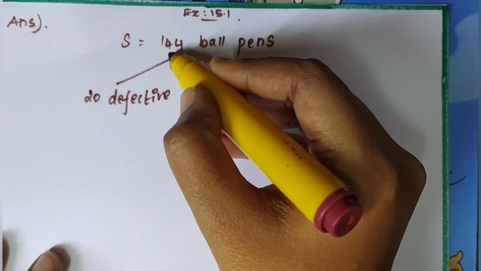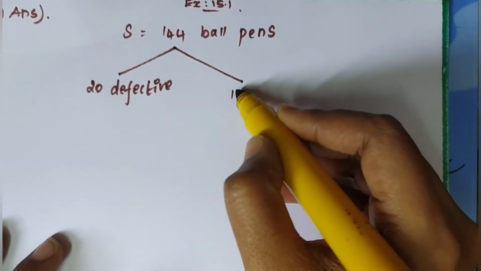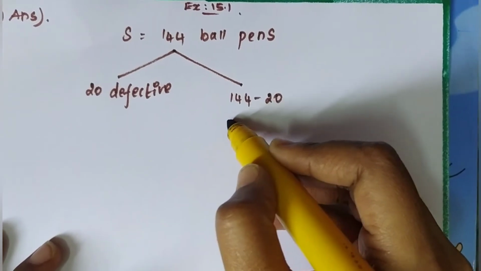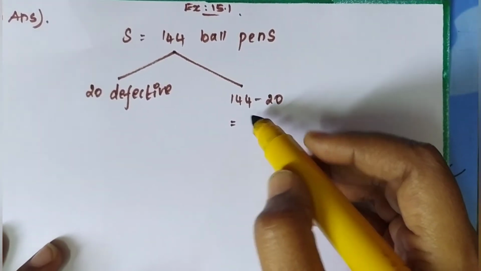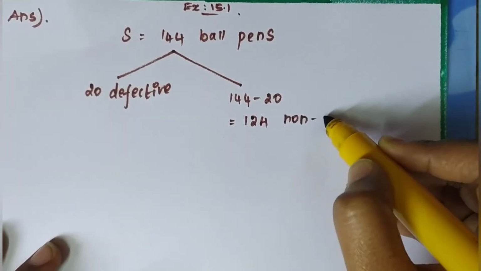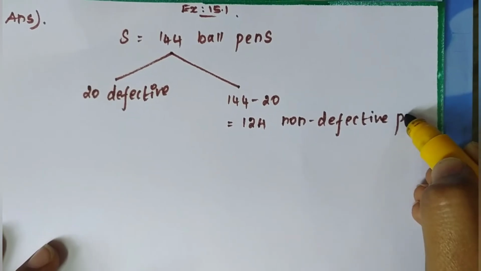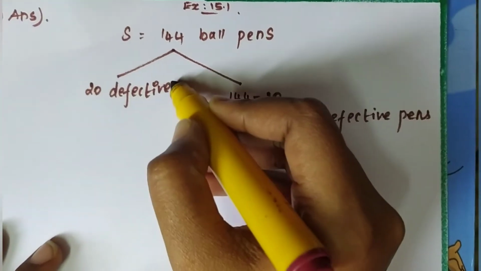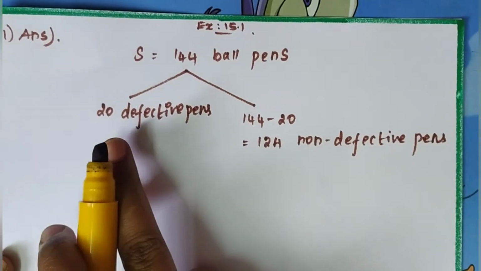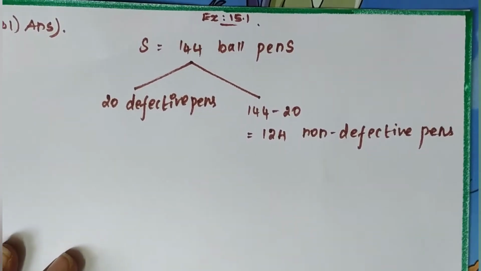And then how many not defective pens? How can we find it? 144 minus 20, that is 124. Non-defective pens are 124. This is defective pens. Clear? So totally 144, and 20 defective pens and 124 non-defective pens.